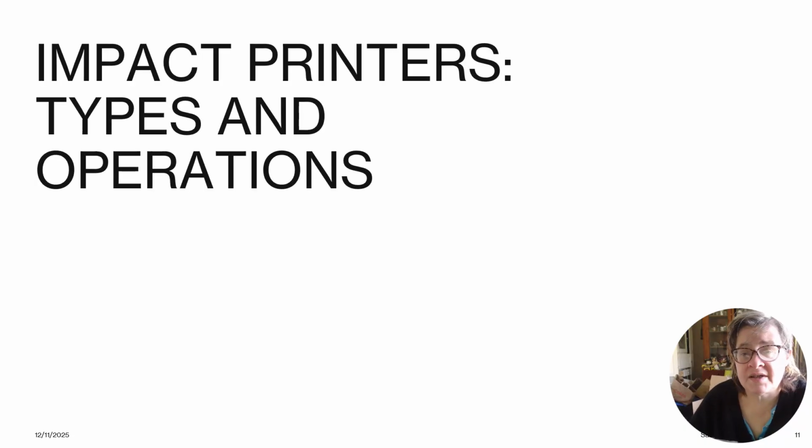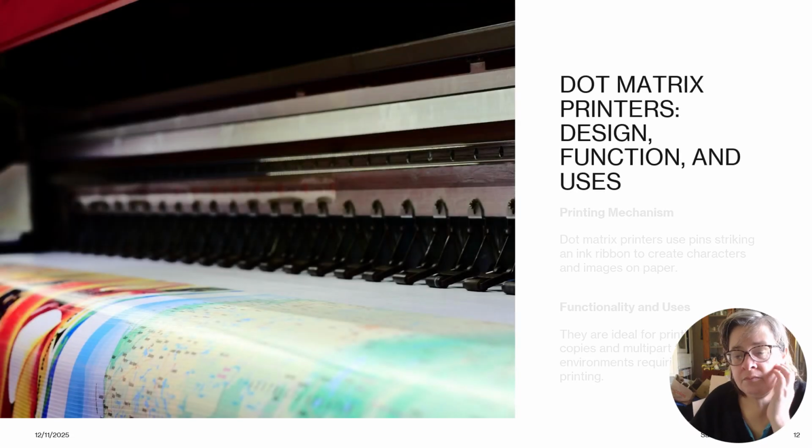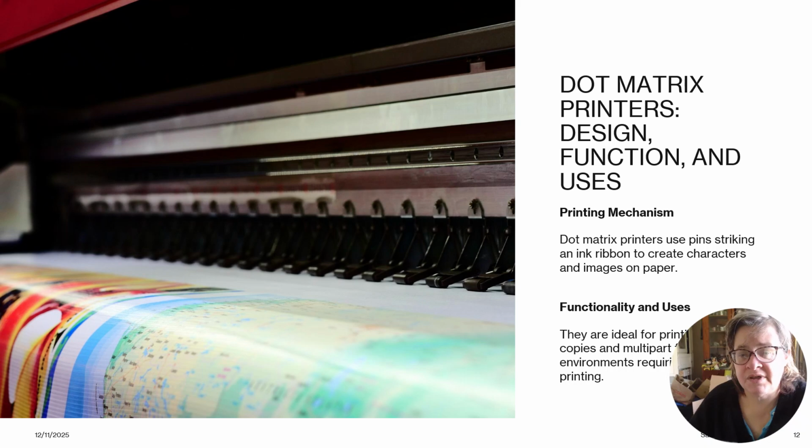Delving deeper, this section reviews popular impact printer types, their design, functionality, and typical applications. Dot matrix printers use a printer head that strikes pins against an ink ribbon to form characters and images, often used where carbon copies or multiple forms are needed.